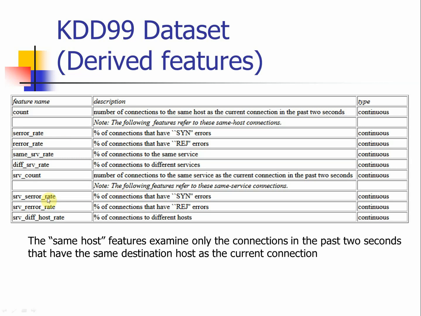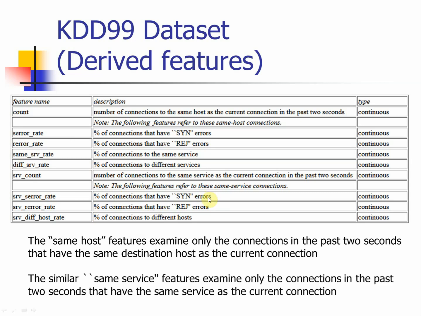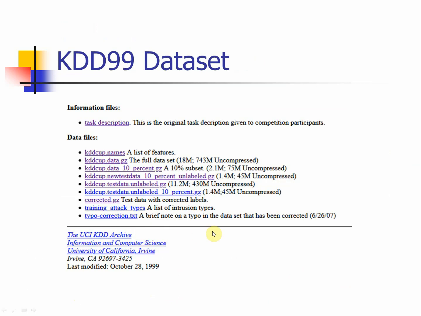The next 3 attributes are what we discuss as the same service features. While the same host features examine connections in the past 2 seconds, the same service features use the same period of time to look at connections that have the same service as the current connection. So are they doing the same thing, basically? These 31 attributes combined together form the data set that we call KDD99.